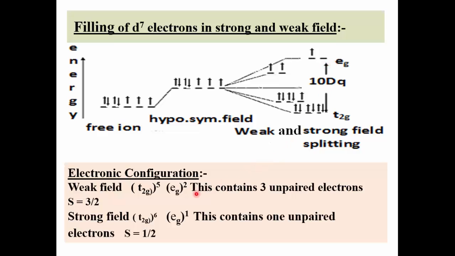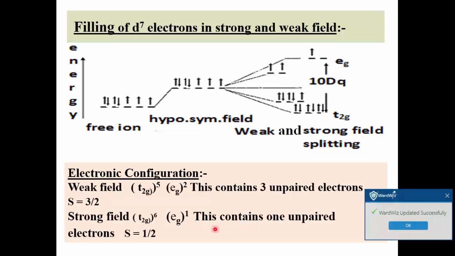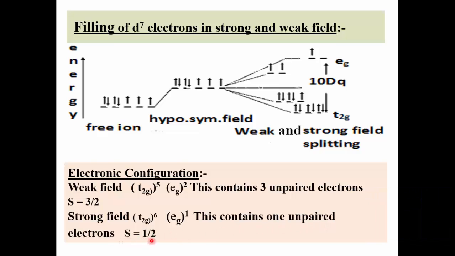Hence, the electronic configuration is t2g6 eg1: in the t2g orbitals there are 6 electrons, in the eg orbitals there is 1 electron, and hence this contains 1 unpaired electron. The value of spin is half. This is the difference in electronic configuration. There is a difference in unpaired electrons.